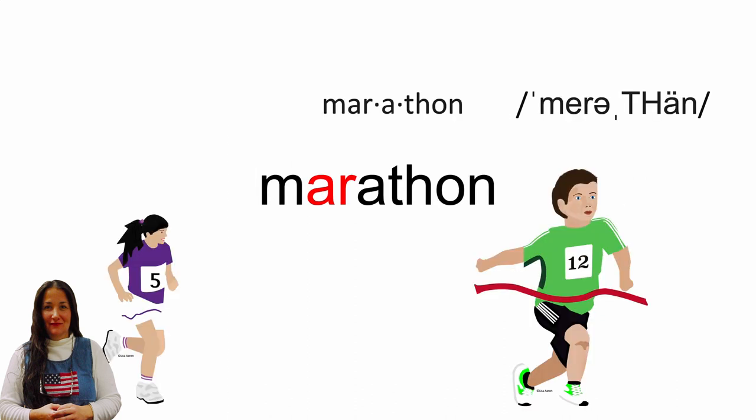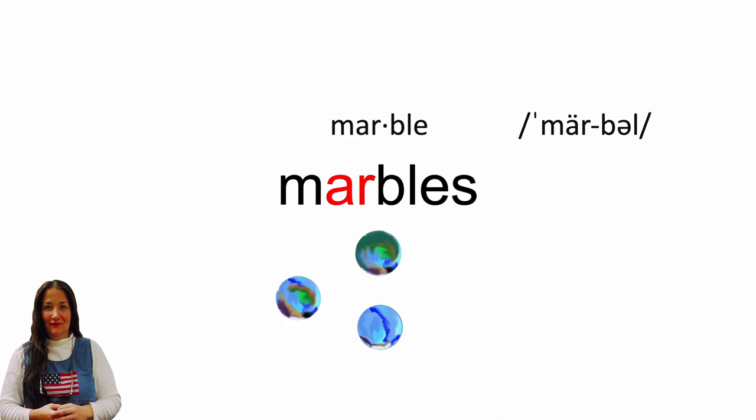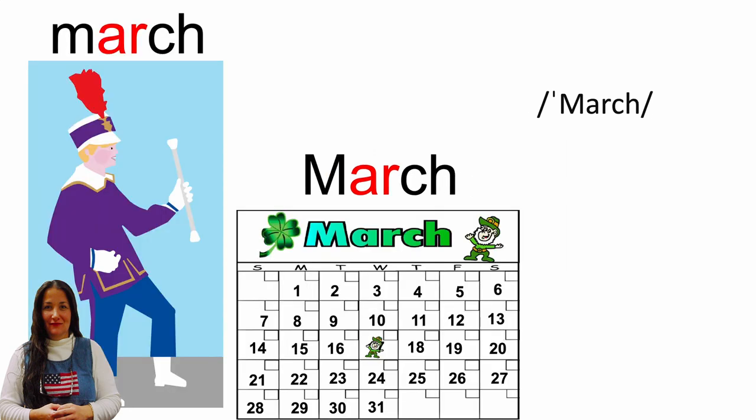Marathon. It's a long distance run. He's running a marathon. Marbles. The glass balls used in games. March. There are two types of March. The month of March, which is capitalized, and he moves his feet up and down in a march.